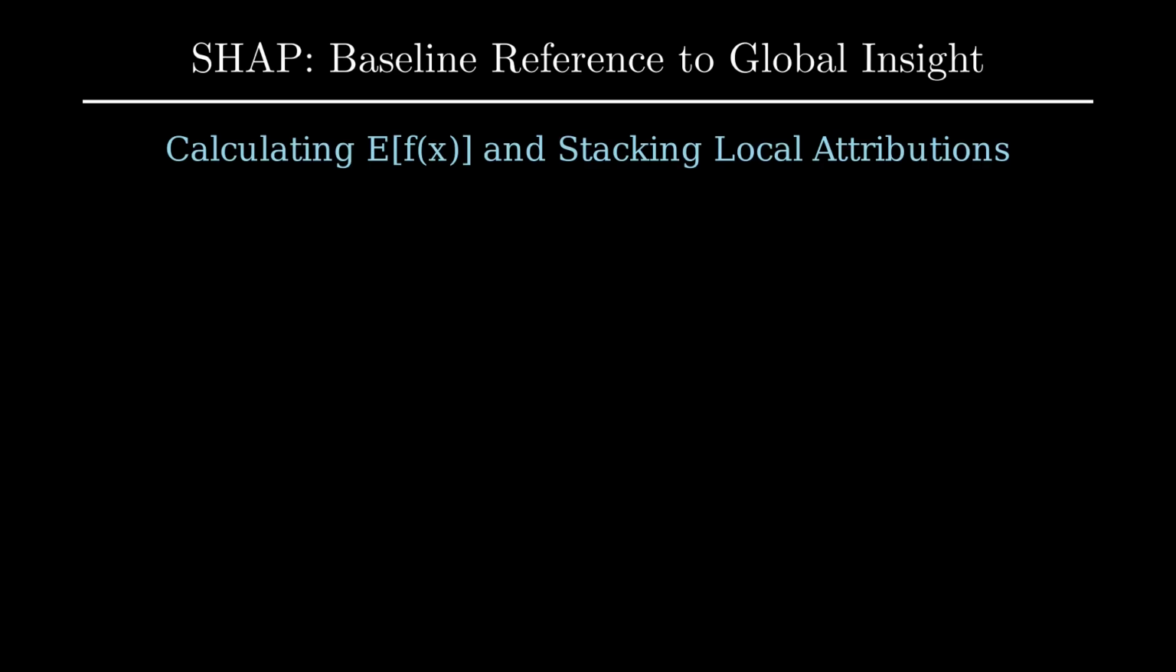Before we can compute local feature impacts or stack them into global population maps, we must establish the starting line. In cooperative game theory, a game begins at 0, but a machine learning model cannot run on an empty feature set. Let us look at how SHAP defines the zero-feature baseline reference state.